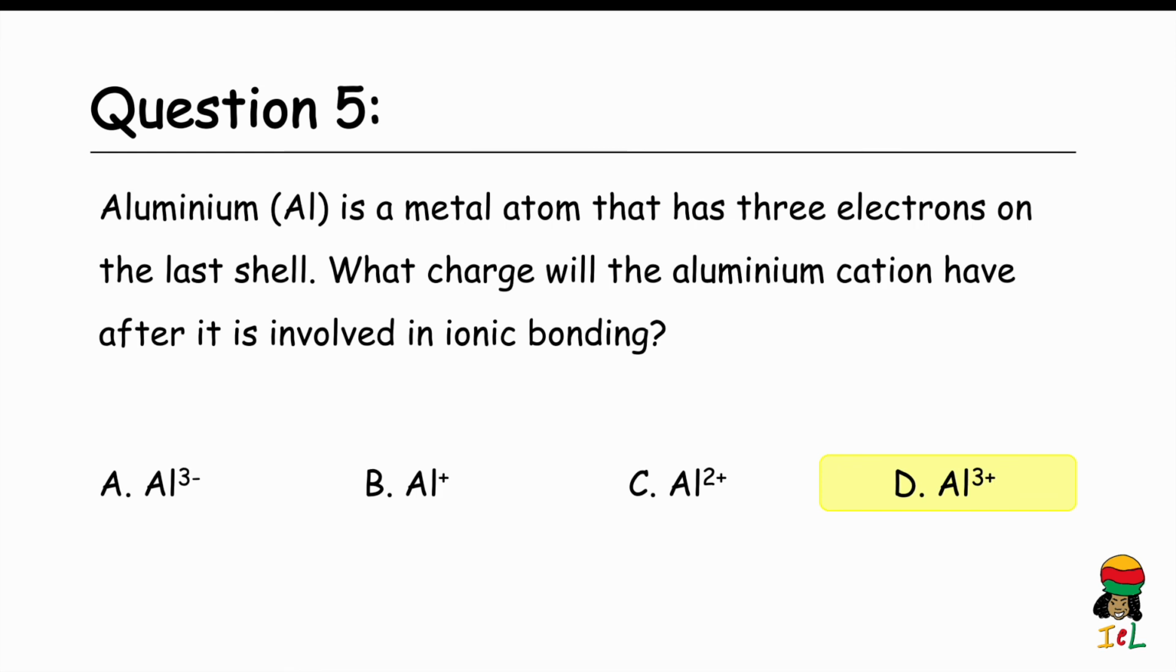Recall that an atom will lose all its valence electrons in order to obtain its stable electron configuration during ionic bonding. Since aluminium has 3 electrons on the last shell, it will lose all 3 electrons and the atom gains 1 positive charge for each electron lost. Therefore, aluminium will lose 3 electrons and hence a charge of 3+.